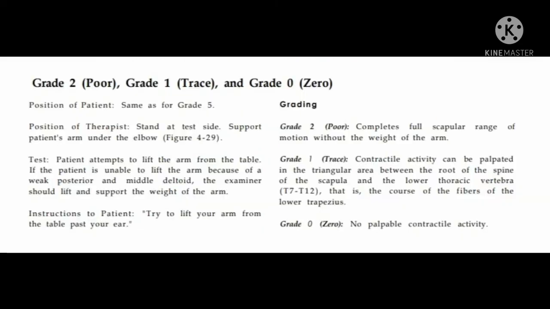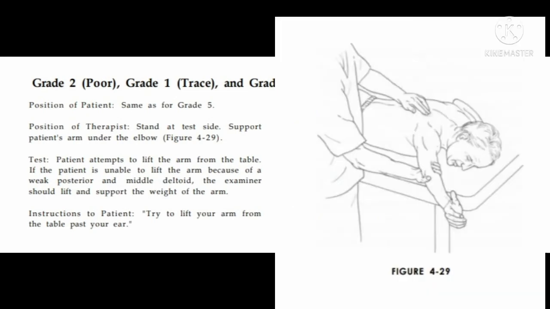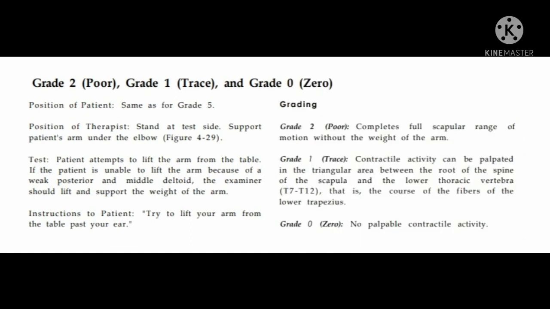For grade 2 and 1, patient position is same as for the grade 5. Therapist position. Stand at the side of the patient. Support the patient's arm under the elbow. Instruction given to the patient. Try to lift your arm from the table past your ear. Grade 2. Patient is able to perform full range of scapular motion without the weight of the arm. Grade 1. Muscle is palpated between the root of the spine of the scapula and lower thoracic vertebrae. Grade 0. No palpable contractile activity.